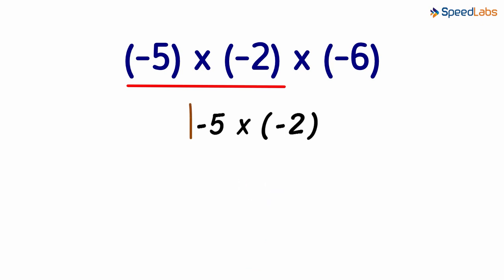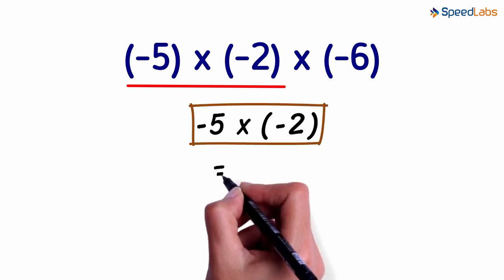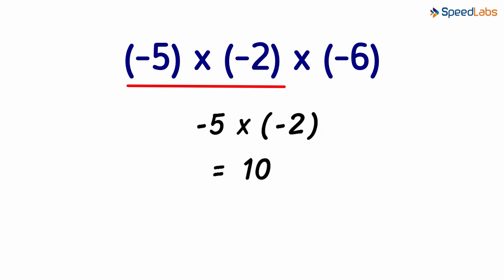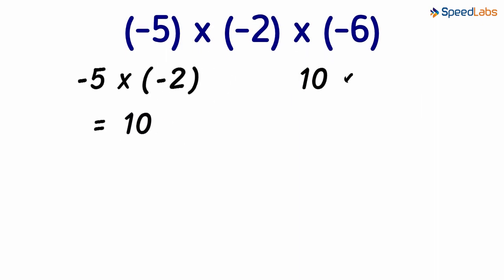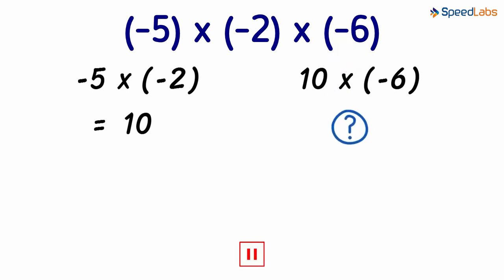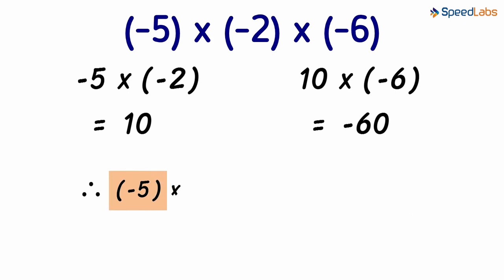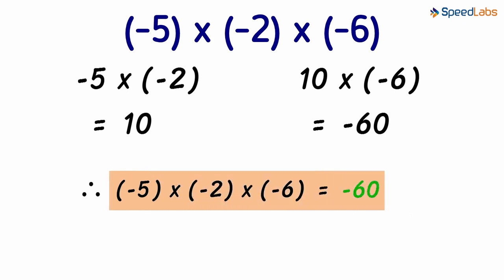The product of -5 and -2 is 10. Therefore, we can write the first part of the question as 10. Now we have to find the product of 10 and -6. Pause the video and give it a try. We get the answer as -60. Therefore, the final answer for this question is -60.